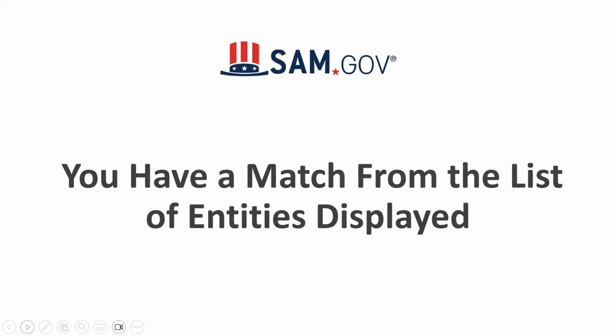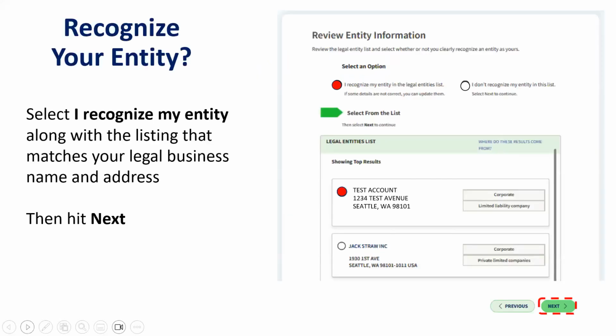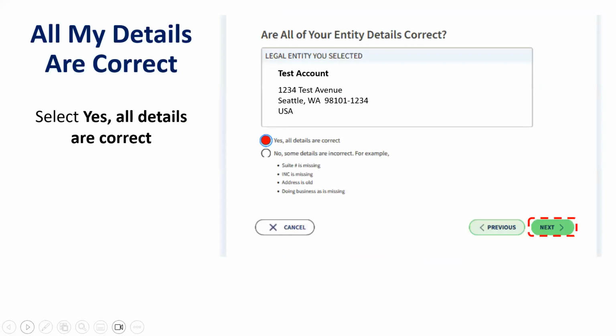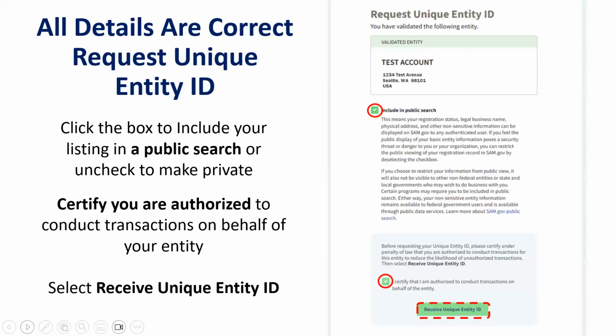We will now review next steps if you have a match from the list of entities displayed. If you are seeing a listing that matches, select I recognize my entity in the legal entities listed. Select the listing that is a match and hit Next. Review your entity details and select Yes, all details are correct, and then hit Next.